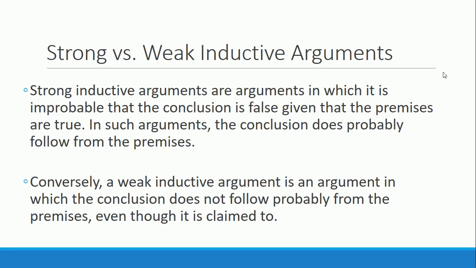And you might say maybe most of our arguments during the day are inductive arguments. All right, let's just read this. Strong inductive arguments are arguments in which it is improbable that the conclusion is false given that the premises are true. In such arguments, the conclusion does probably follow from the premises. Conversely, a weak inductive argument is an argument in which the conclusion does not follow probably from the premises, even though it is claimed to. And we see weak inductive arguments all the time on cable news. Just turn it on and watch it.